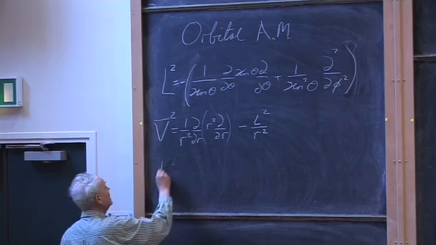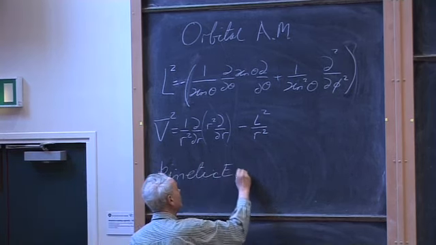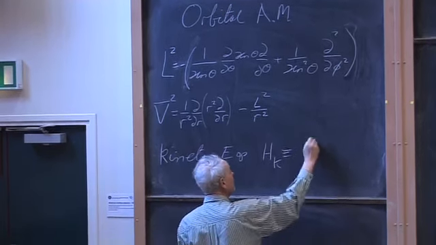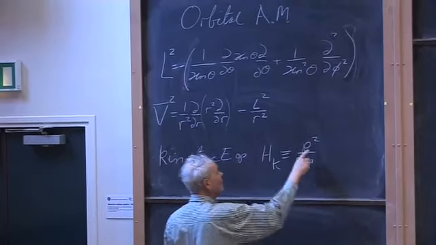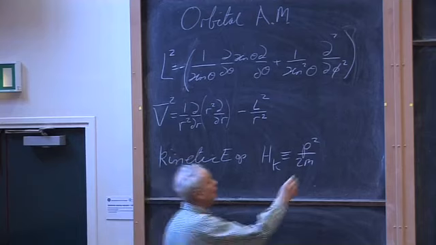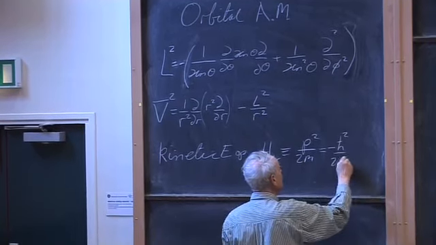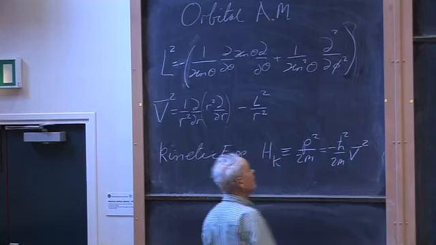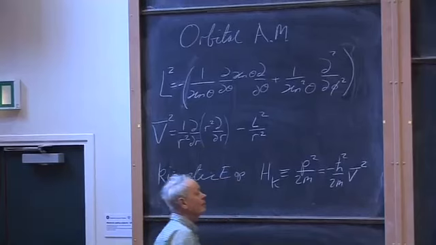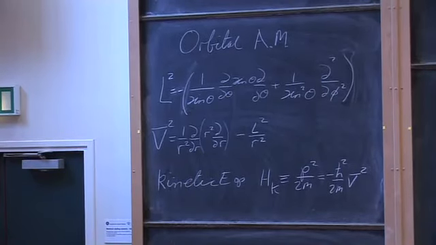We have that the kinetic energy operator, H sub k, which means p squared over 2m, where this is px squared plus py squared plus pz squared, is also minus h bar squared over 2m times del squared. So in the position representation, this operator becomes this, right? Because p is minus i h bar times the gradient.